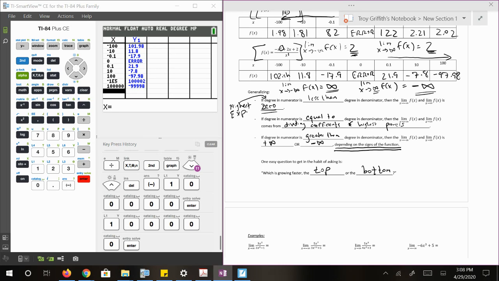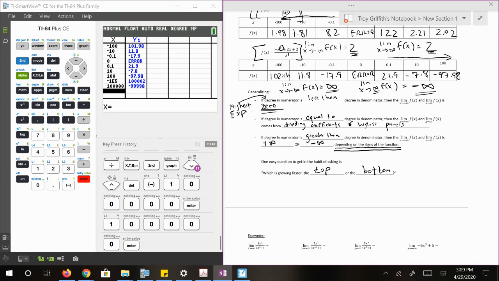If the top has a higher exponent than the bottom, which is like what happened here, then that means the top is growing much faster. If the top is growing much faster, that makes us approach either positive or negative infinity. It just depends on what the signs are, which we'll see as we get to a couple of these problems on the back.